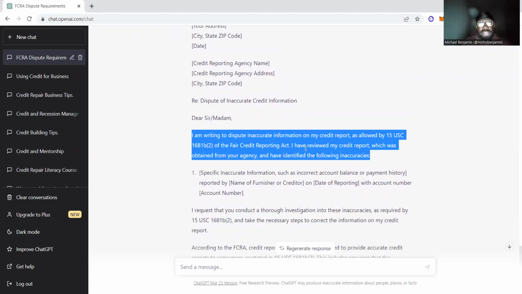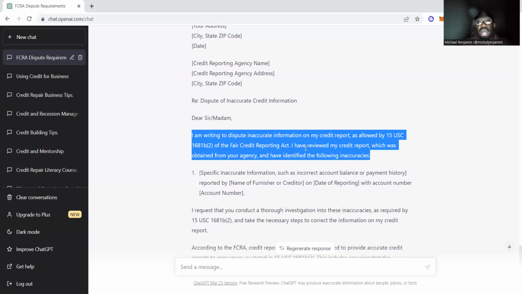We gonna judge Chat GPT, right? The way they write their letters. So that very first sentence that they wrote is very true because 1681B number 2, if you know about the permissible purpose section of the Fair Credit Reporting Act, it basically says that they can't publish anything on your consumer report without your written instructions. So them saying, I'm writing to dispute inaccurate information as allowed by 15 USC 1681B number 2 of the Fair Credit Reporting Act. You can dispute it for that reason because you didn't give them written consent to put that on your report.